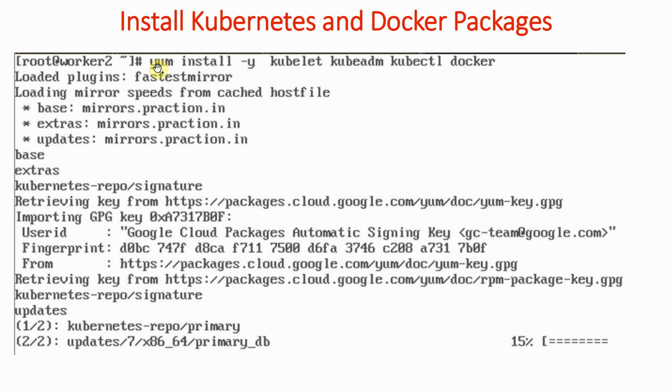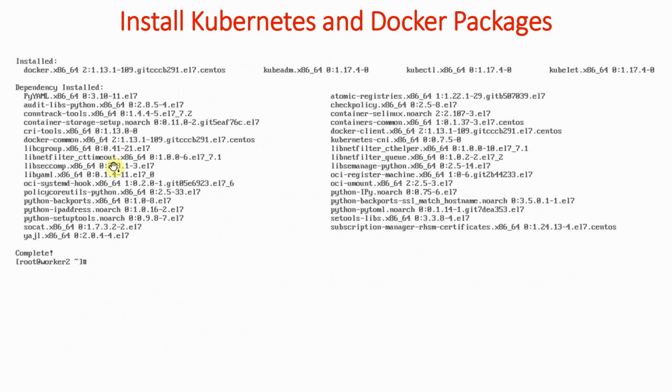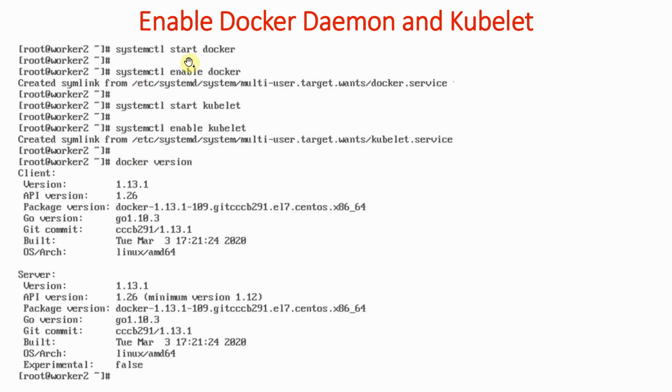Now we have already copied that repository file and token file. So with yum install -y kubelet kubeadm kubectl docker, we are going to install the packages. Then we have to enable docker temporarily and permanently. You have to enable kubelet temporarily and permanently. Then we are going to check the docker version, and it is working properly.